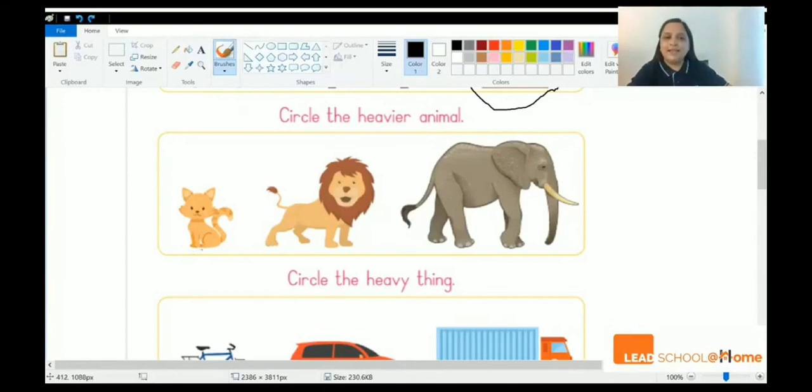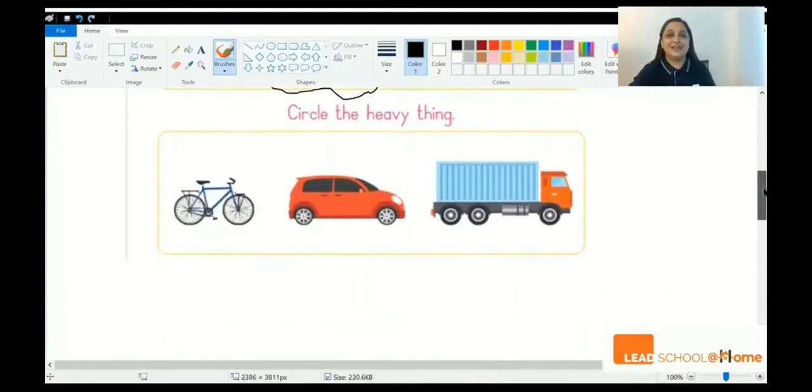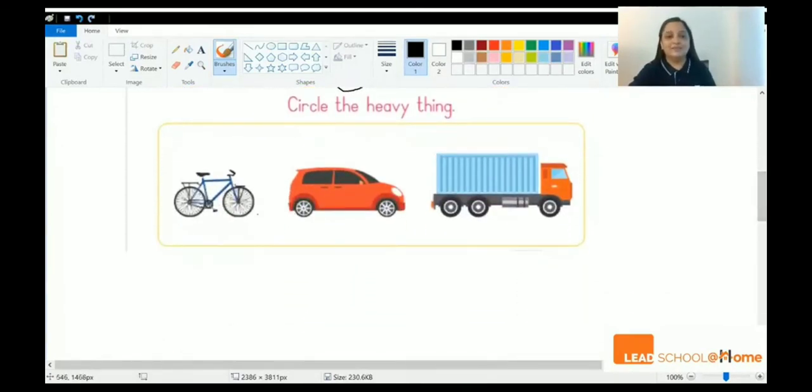Is cat the heavier animal? Should I circle the cat? No, cat is not the heavier animal. Lion is the heavier animal, right? So let's circle the lion. Circle it with me in your workbook. Now let's look at the third part.